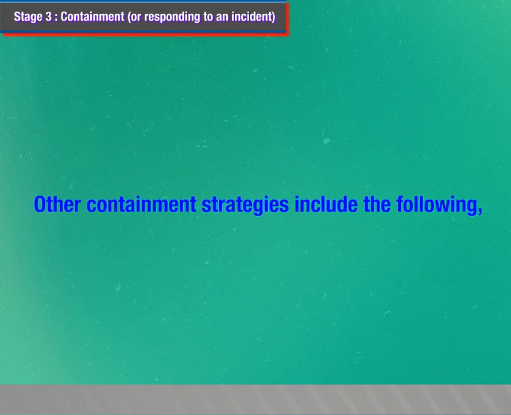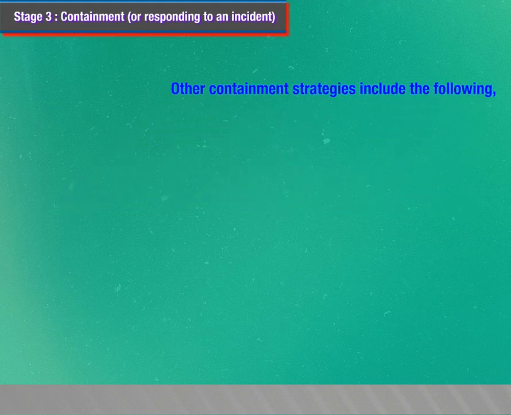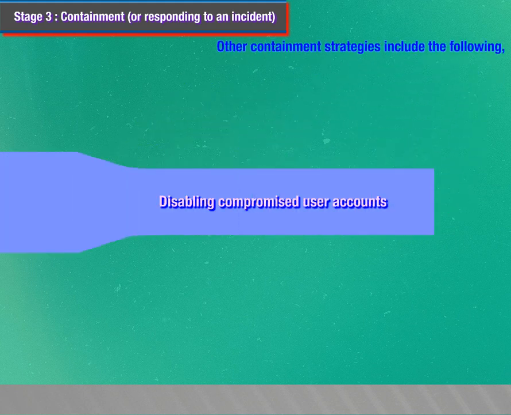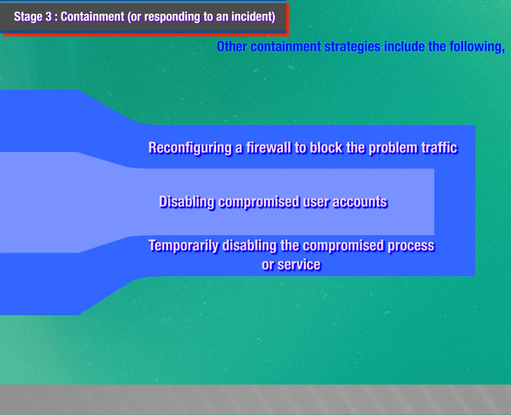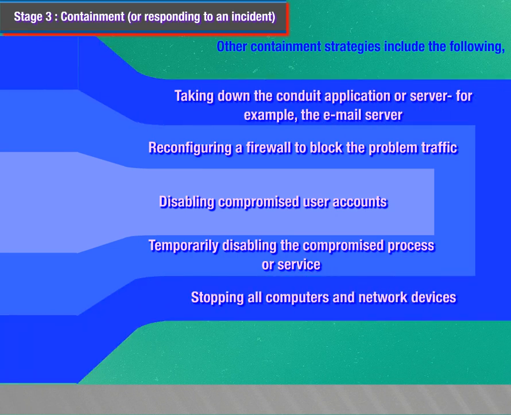Other containment strategies include the following: disabling compromised user accounts, reconfiguring a firewall to block the problem traffic, temporarily disabling the compromised process or service, taking down the conduit application or server, for example the email server, and stopping all computers and networking devices.